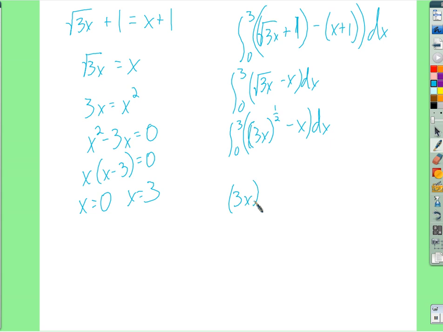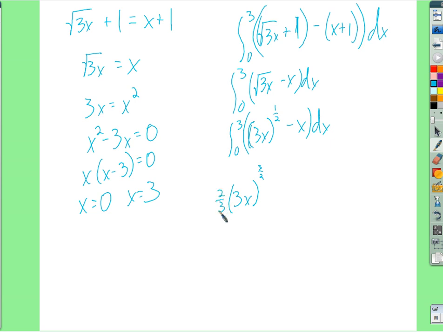We start at 3x to the 3 halves. What is that? Well, first of all, we would multiply by 3 halves and then subtract 1 from the exponent. So the exponent's good, but also out in front here, we want there to be like a 1. So what are we going to put here?